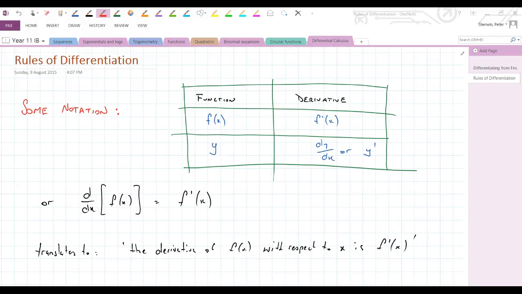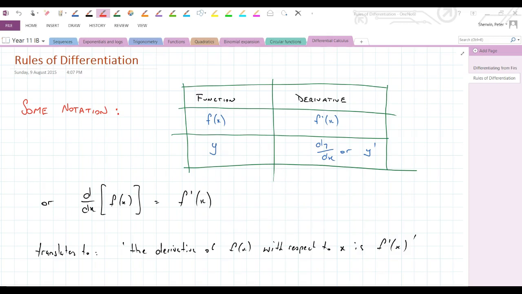Okay, I want to show you some rules of differentiation now. So this little screencast will be to do with finding out some shortcuts to finding the derivative or the gradient function, as we like to call it as well. Okay, same thing: derivative, gradient function.